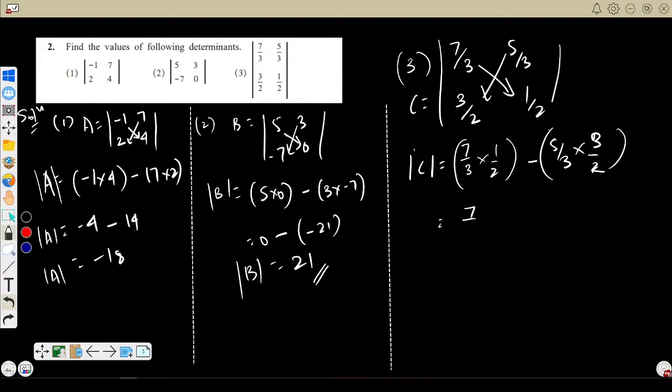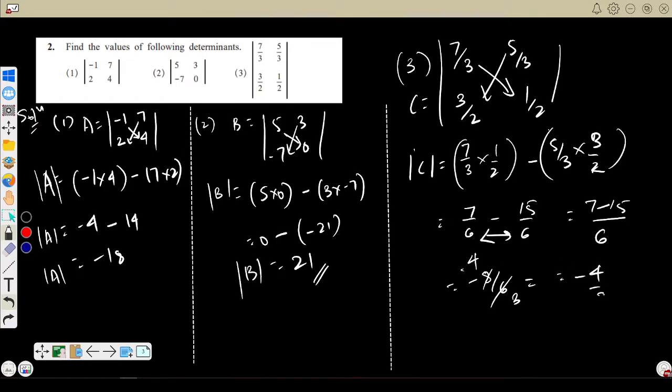If you multiply this, this will be 7 upon 6 minus 15 upon 6. If you observe, the denominators are same, so I'll take the denominator as common, which is 6. So 7 minus 15, this will be minus 8 upon 6. If you simplify this, I'll erase this. The answer was minus 8 upon 6. If you simplify this, 2 multiplied with 3 is 6, and this is minus 4. So the answer is minus 4 upon 3. You can leave the answer in fraction. There's no issue with this.